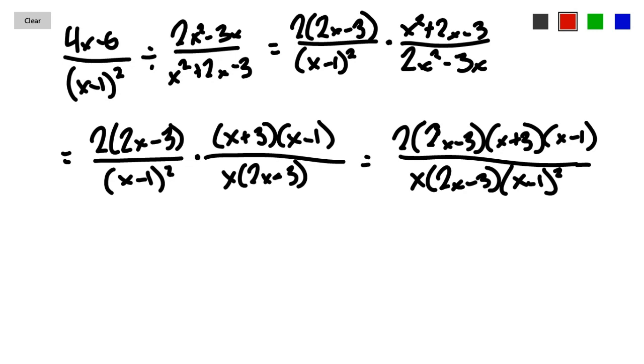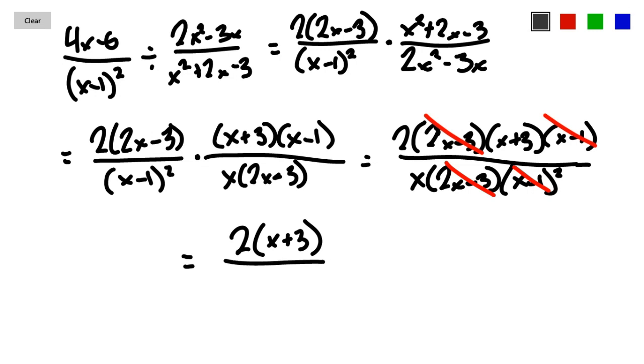Okay, now that everything's completely factored, I can start canceling. So I've got a 2x minus 3 on top and bottom, and I've got an x minus 1 on top and bottom. So once I'm done canceling, I get a final answer of 2 times x plus 3 over x times x minus 1.